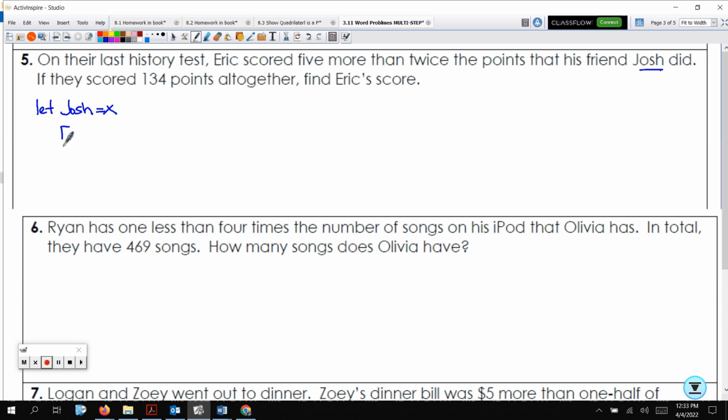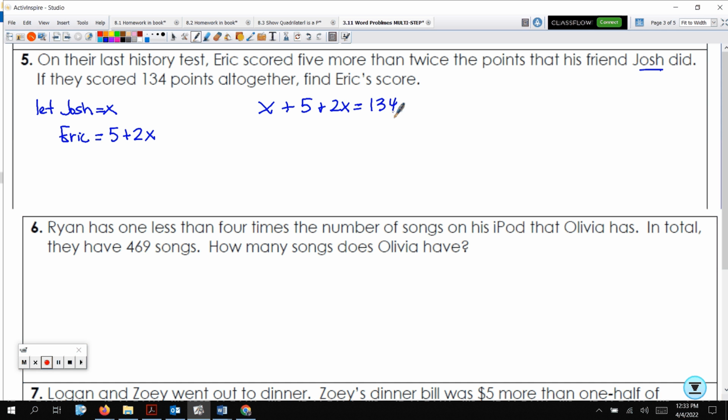5 more means you're adding 5. 5 more than twice those points. 5 plus 2x, that's going to be Eric. If they scored 134 points altogether, we're going to find Eric's score. Altogether means we're adding them together. x plus 5 plus 2x equals 134.